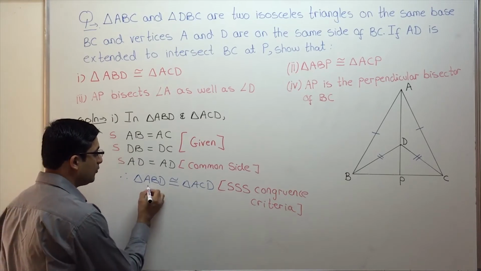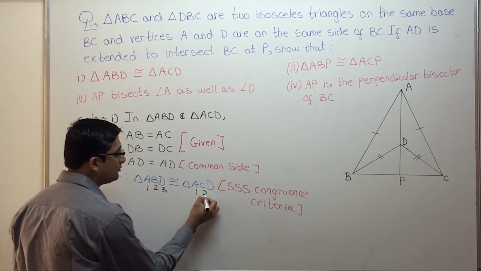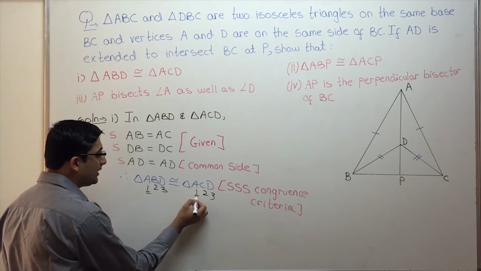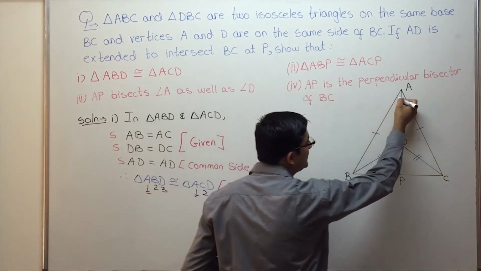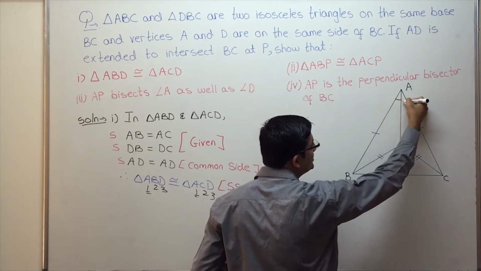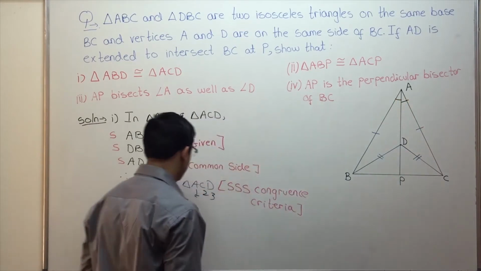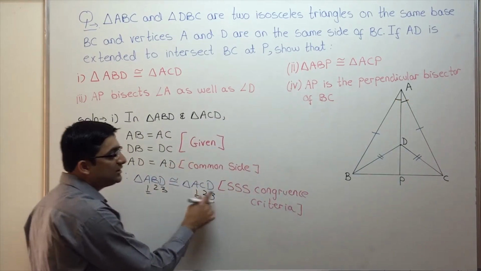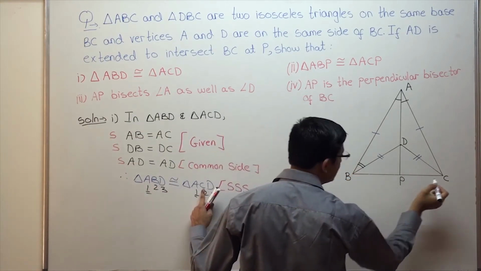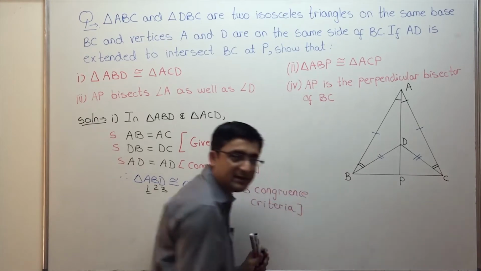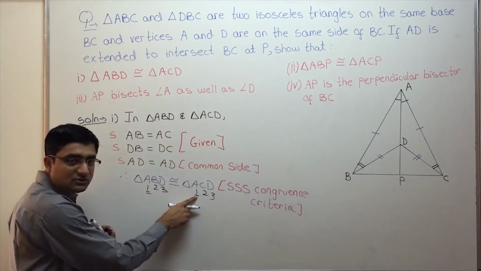Simple. 1, 2, 3, 1, 2, 3. So 1 corresponds to 1. So angle A of this triangle is equal to angle A of this triangle. Right? Similarly, B is equal to C. So angle B of this triangle is equal to angle C of this triangle. See, how am I getting this? Simple. First letter corresponds to first letter.